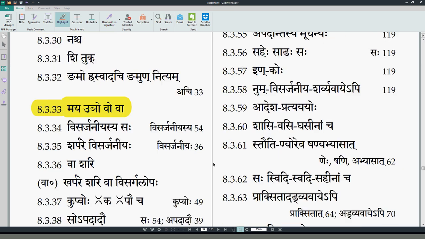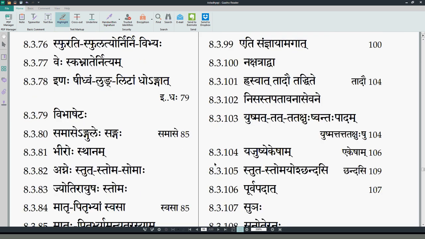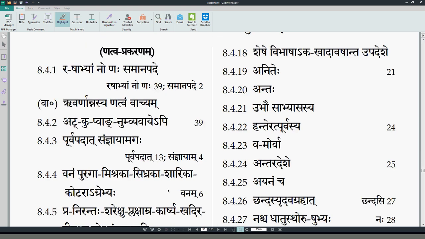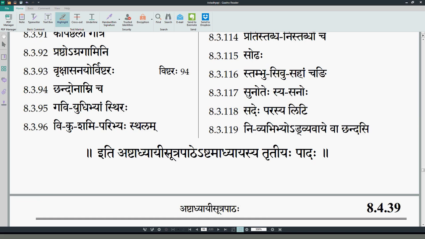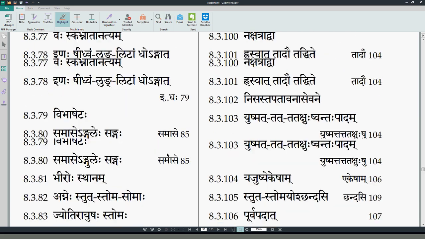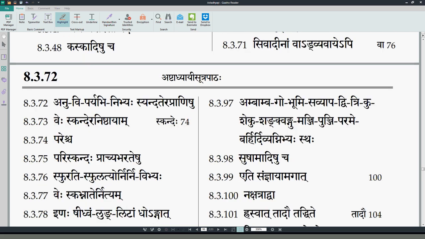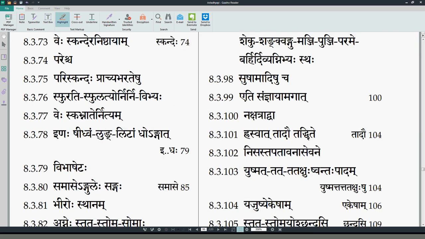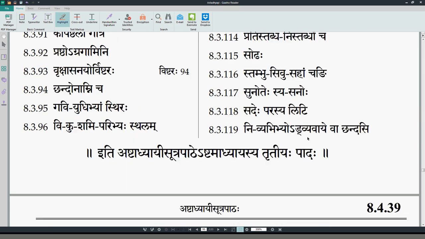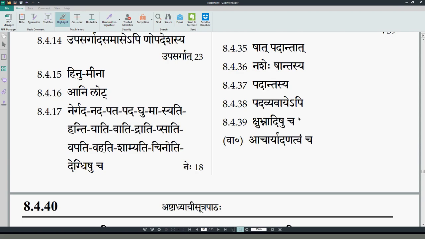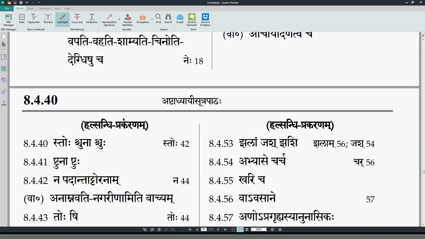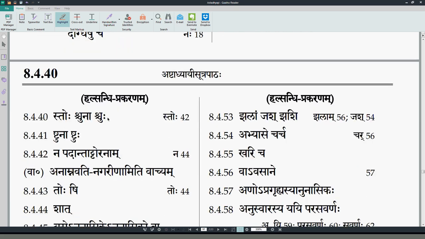In the fourth pada, some of the sutras Laghu has already covered in the HalSandhi prakarana, because his examples needed them. Like the sutra yesterday that we saw, achoraha abhyam dve, and even before that in the ikoi anachi context he had covered anachicha also. All these are also sandhi sutras, HalSandhi sutras. But he takes this sutra, which is 8.4.40, as the beginning of the HalSandhi prakarana: stosh chunashchuhu.